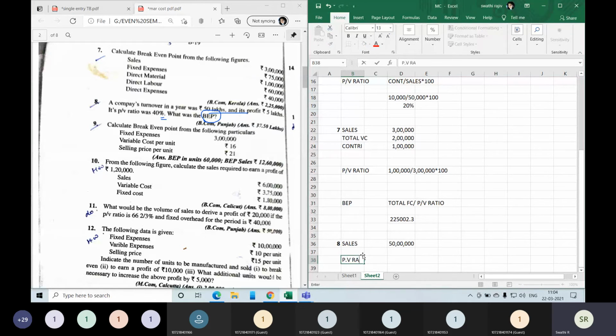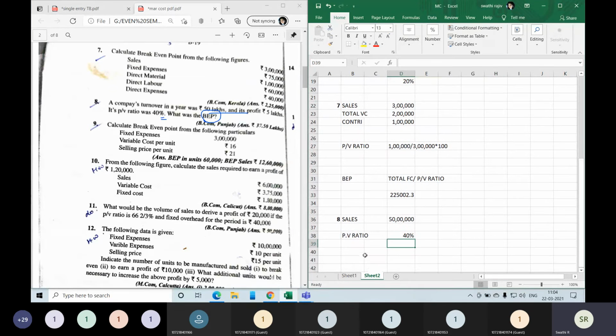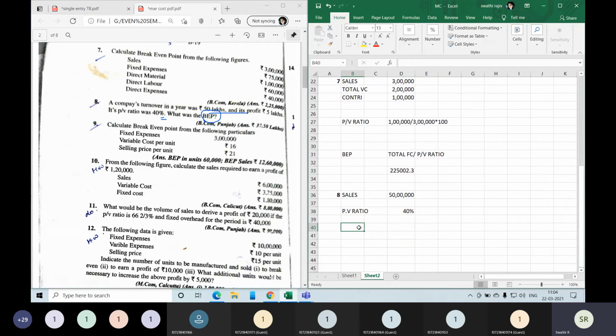Sales is 50 lakhs and PV ratio is 40%. Can't you find out what is contribution? Can we find out what is contribution? What is PV ratio? Contribution divided by sales into 100. So 40 equals contribution, C because I don't know what it is, divided by sales of 50 lakhs, into 100. It is 40 divided by 100.